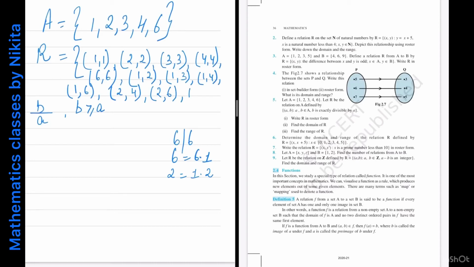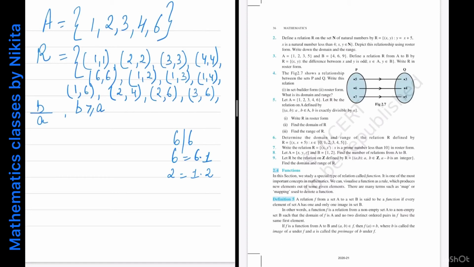Now let's take a as 3. So b cannot be 1 and b cannot be 2. So is b equal to 4? No, because 4 is not divisible by 3. Then 6? Yes, because 6 is divisible by 3.